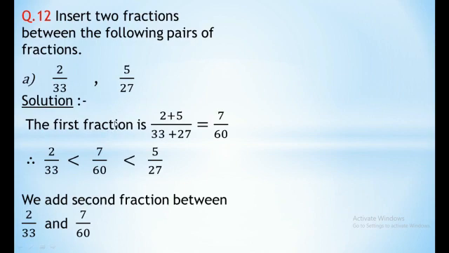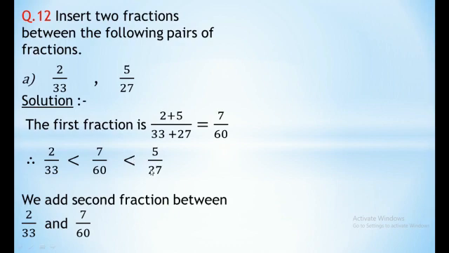For finding the first fraction, we will add the numerators of the given fractions. So 2 plus 5 is equal to 7. Then 33 plus 27 is equal to 60. So we got the first fraction as 7 by 60. Here we are unable to reduce this 7 by 60, so we will keep it as it is. So here 2 by 13 is less than 7 by 60, and then 7 by 60 is less than 5 by 27.